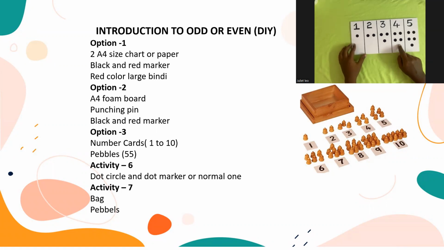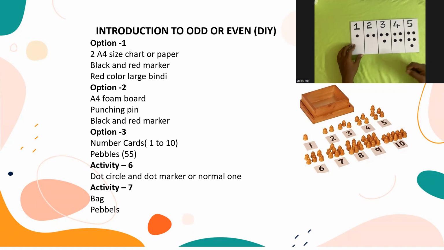Okay. Then 1, 2, 3, 4, 5. We can't run over here, so this is the odd number. Okay, so in this way, we can present it to our child, running over our fingers.